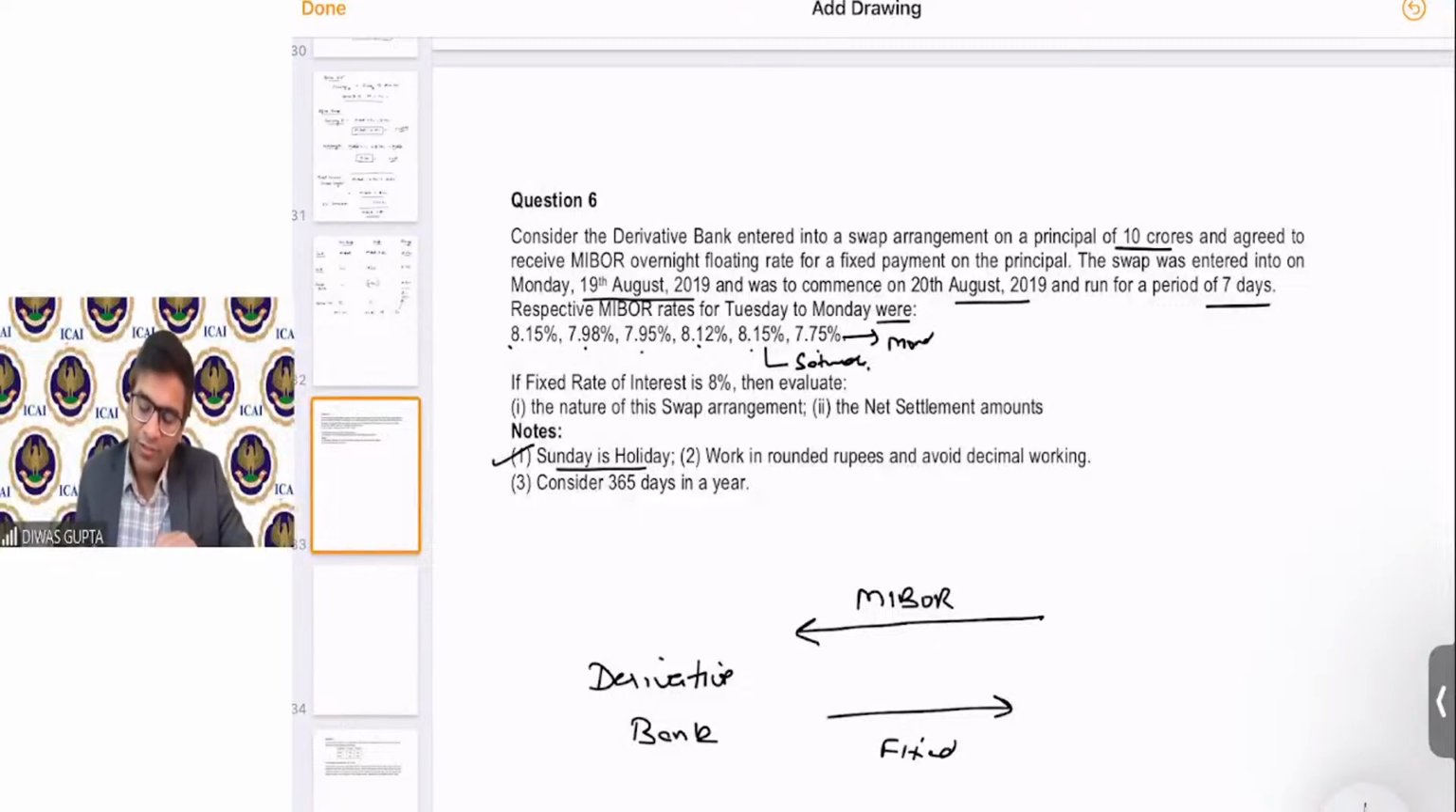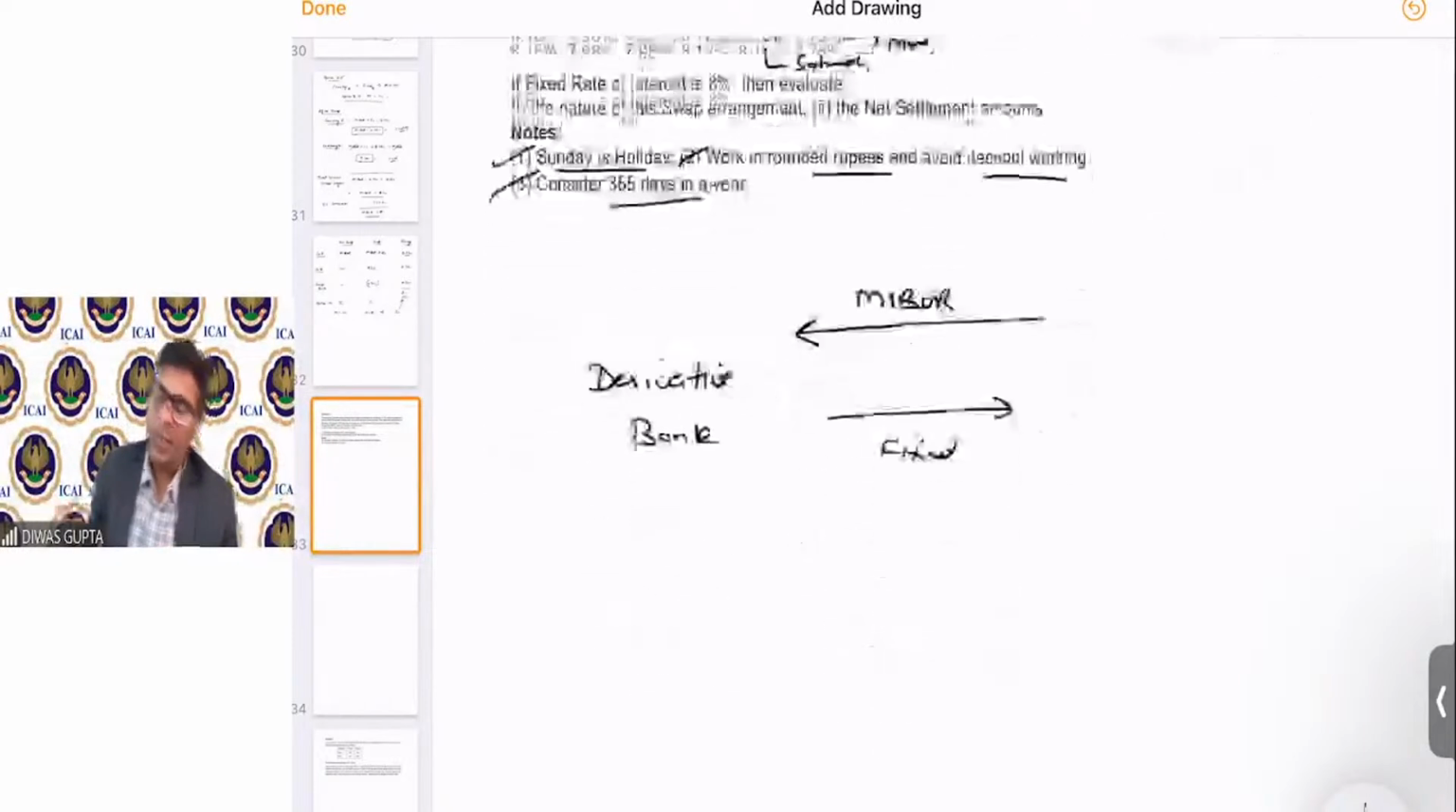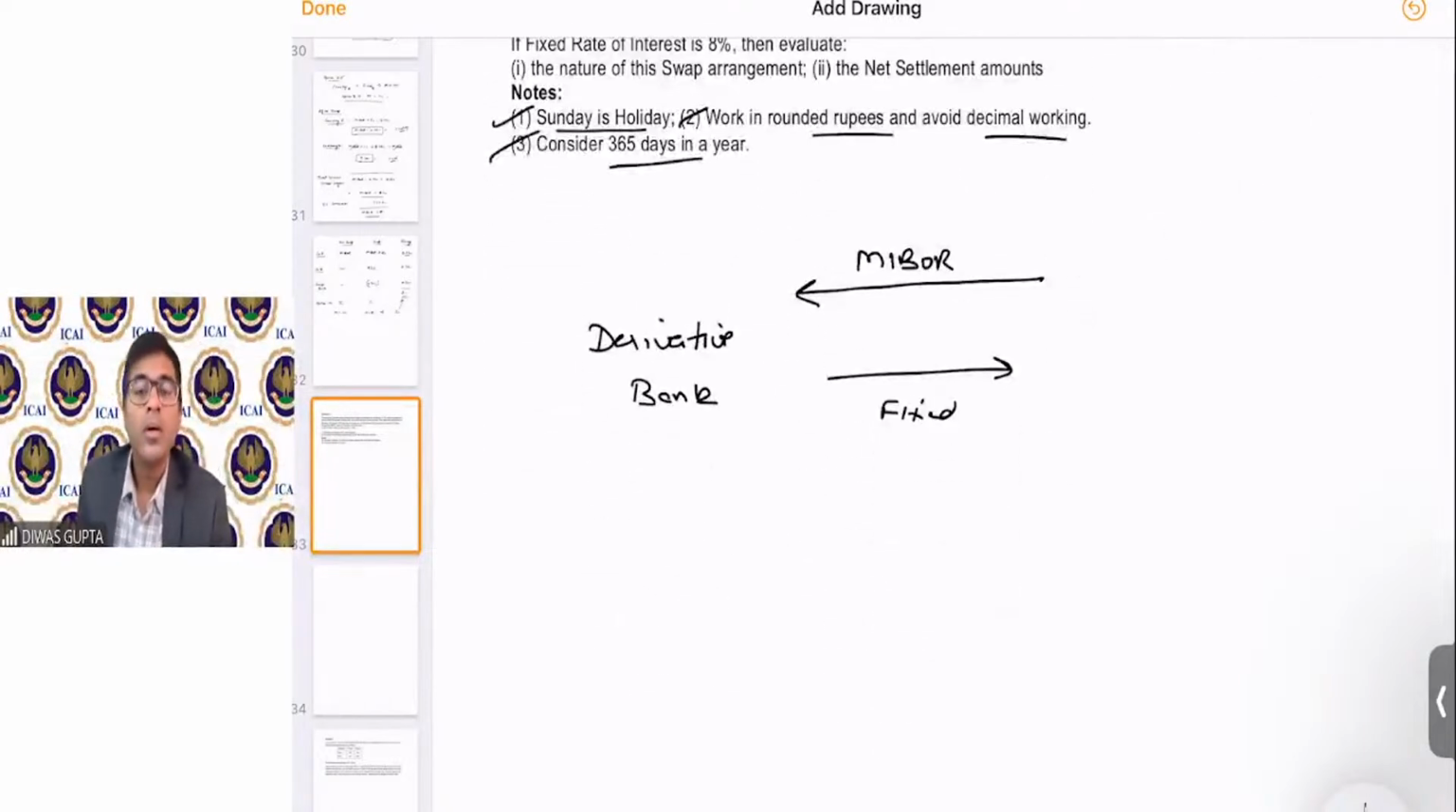Now they are also saying if the fixed rate of interest is 8%, then evaluate the nature of this swap arrangement and the net settlement amounts. Work in rounded rupees and avoid decimal working. Consider 365 days in a year. First of all, they're asking us to evaluate the nature of this swap arrangement. So this swap, as I mentioned, is to convert the floating rate liability into a fixed rate liability.